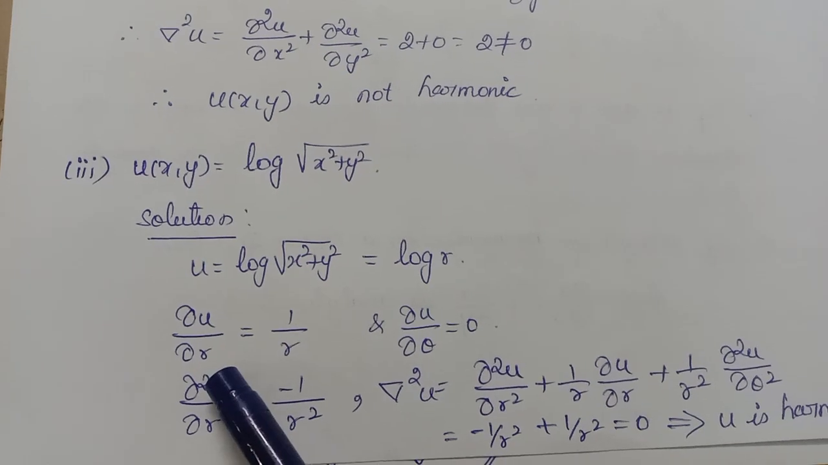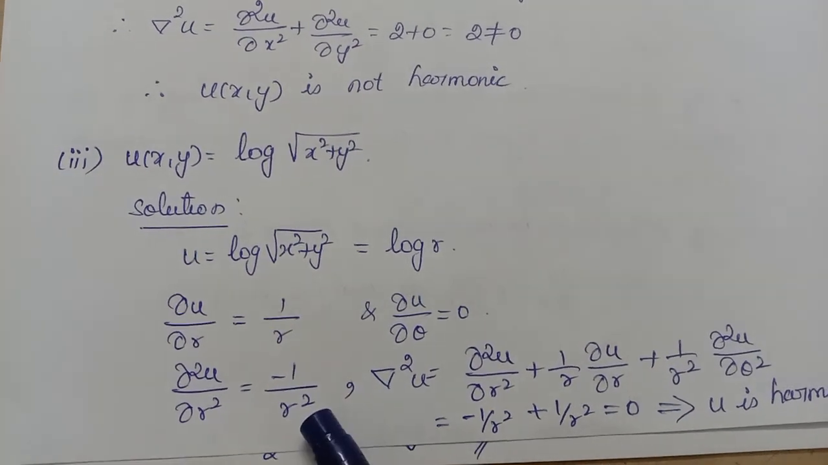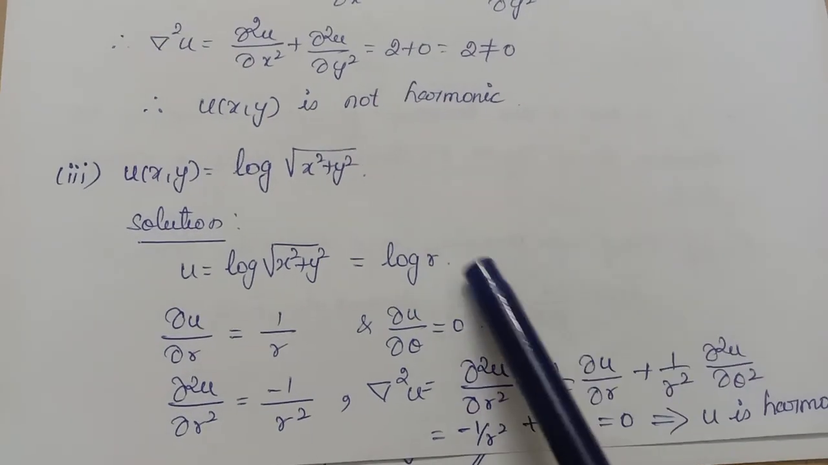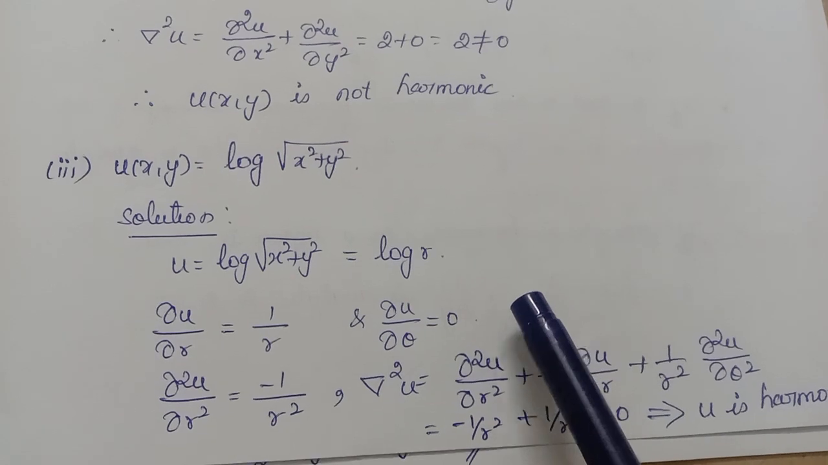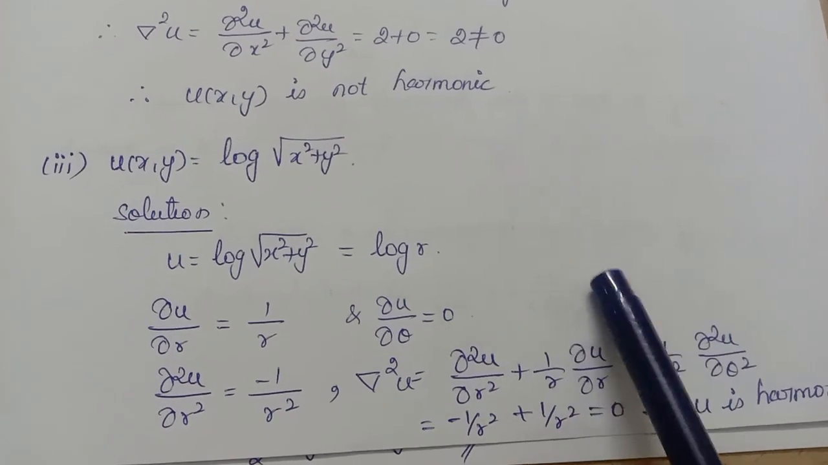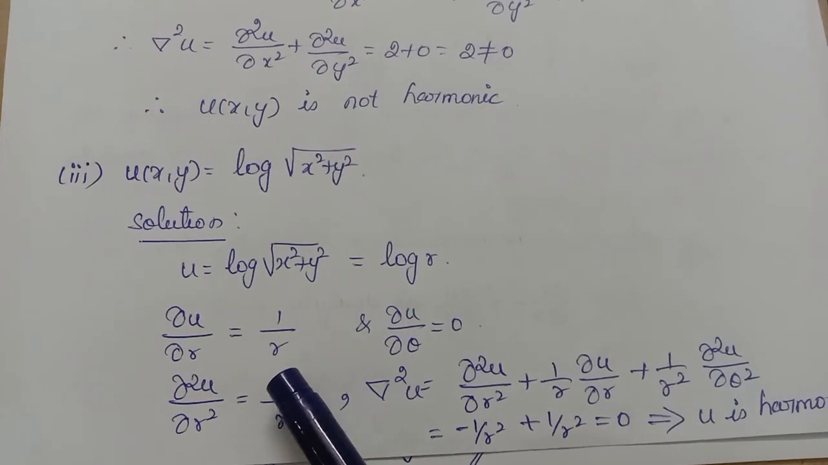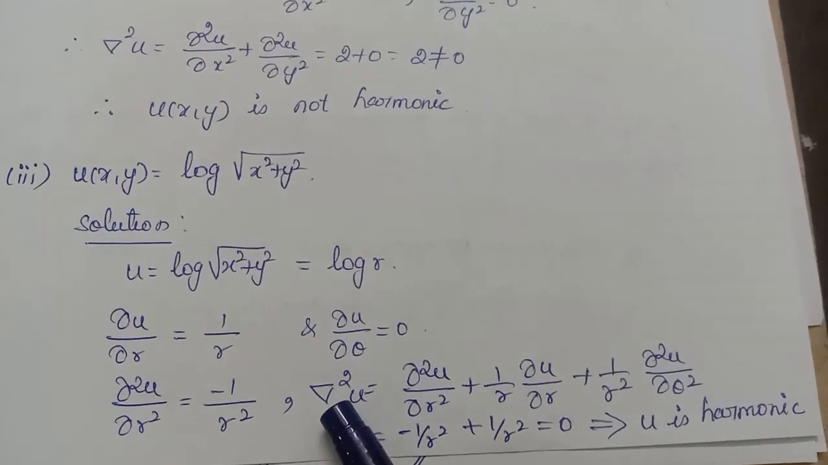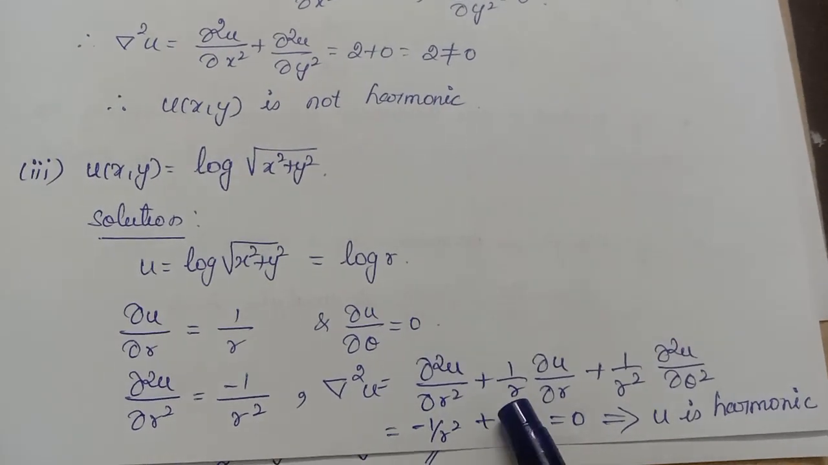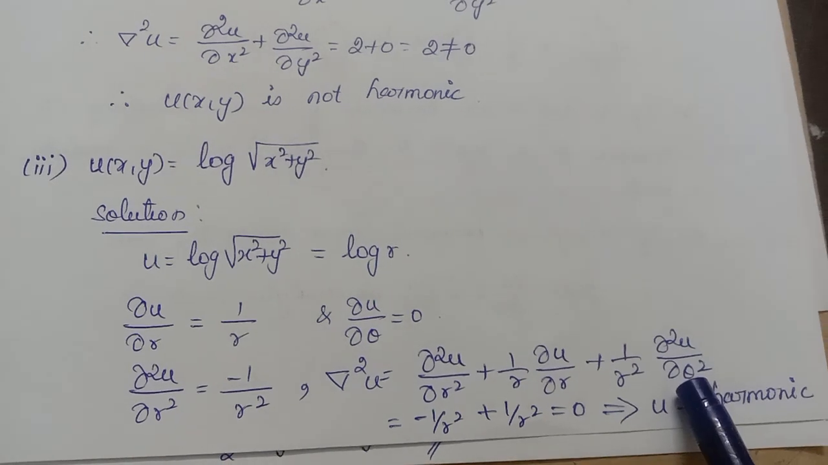What is dou u by dou r? 1 by r. And dou square u by dou r square is minus 1 by r square. What about theta? No theta term here. So dou u by dou theta is 0 and dou square u by dou theta square is also equal to 0. Since I have changed the problem into polar coordinates, I have to consider the Laplace equation like this: dou square u by dou r square plus 1 by r dou u by dou r plus 1 by r square dou square u by dou theta square.